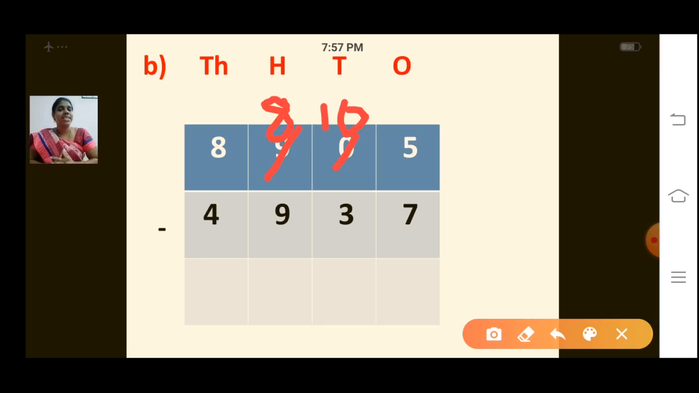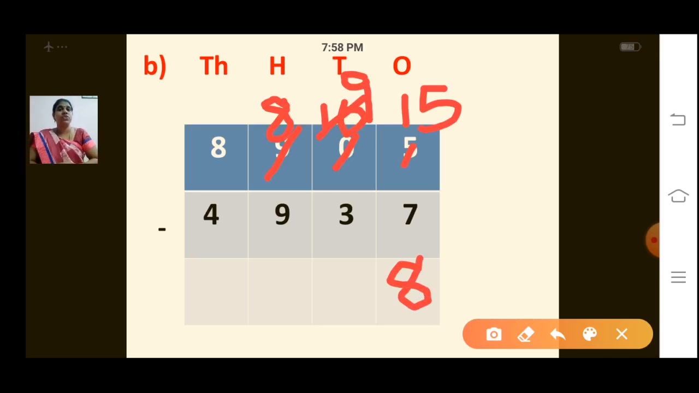And from this 10, I'm going to give 1 to that ones place. So my tens place will become 9. Don't forget this. My tens place, 10 minus 1 is 9. And my ones place will become 15. So 15 minus 7. 15 ones minus 7 ones. After 7: 8, 9, 10, 11, 12, 13, 14, 15. 15 ones minus 7 ones is 8 ones. Write it down, 8 ones.